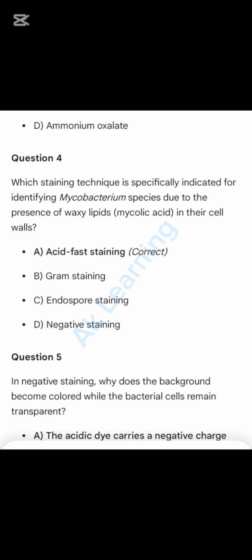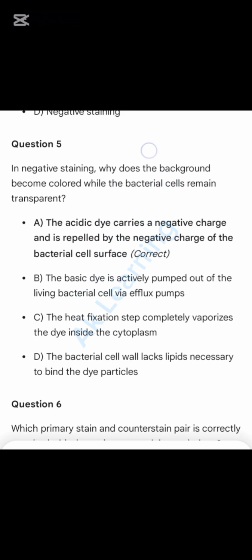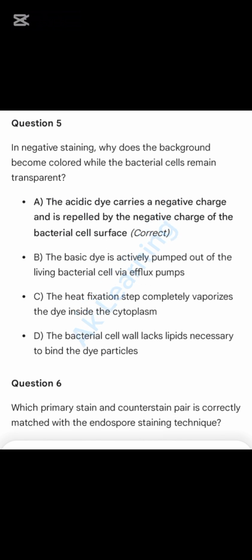their cell walls? A. Acid-fast staining. Correct. B. Gram staining. C. Endospore staining. D. Negative staining. Question 5. In negative staining, why does the background become colored while the bacterial cells remain transparent?